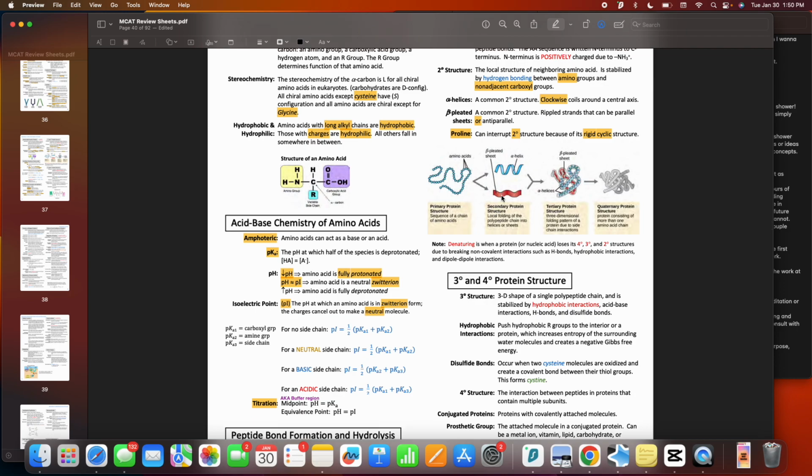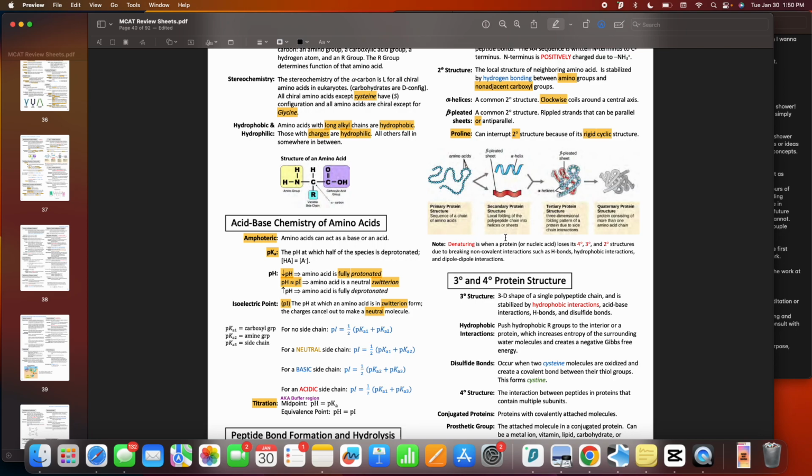Then secondary protein structure is local folding of the polypeptide chain into helices or sheets. And then we have tertiary protein structure, the three-dimensional folding pattern of a protein due to side chain interactions. So now we come to the side chain interactions. And quaternary structure is a protein consisting of more than one amino acid chain.